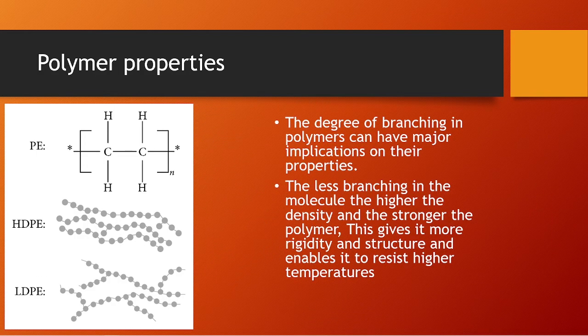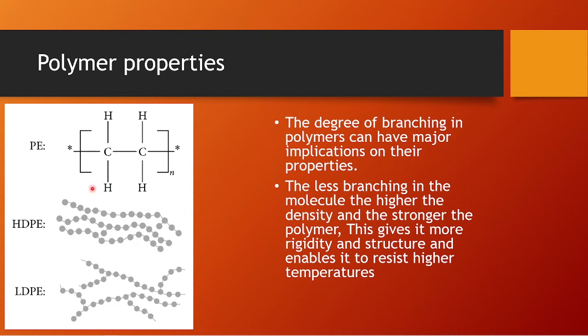And then polymers, the properties of polymers. So the degree of branching in a polymer has major implications on their properties. The less branching in the molecule there is, the higher the density and the stronger the polymer, which makes sense when you think about it. So something like high density polyethylene has very minor branching, maybe one molecule here or there. So it can sit a lot flatter against each other and becomes more dense.